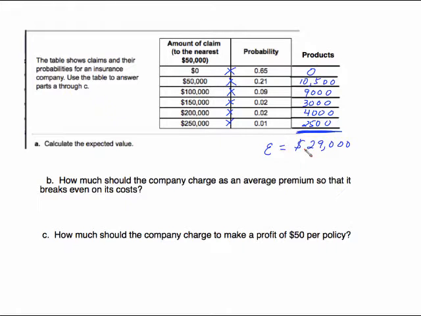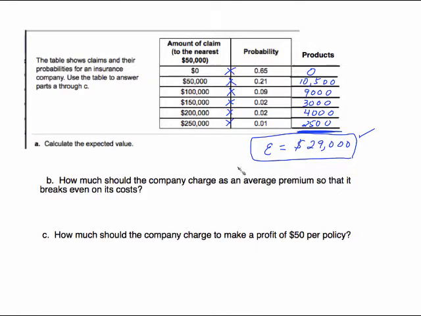Now, what does that mean to the insurance company? That means, on the average, over the long run, this insurance company is paying out $29,000 per claim. Do they pay out $29,000 for every single claim? No. 65% of the time, they're not paying anything. This is an average. So the expected value is $29,000.